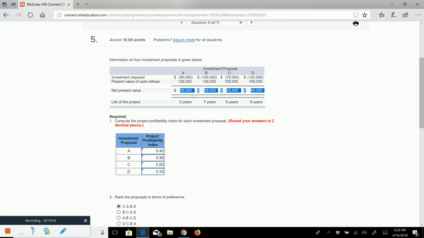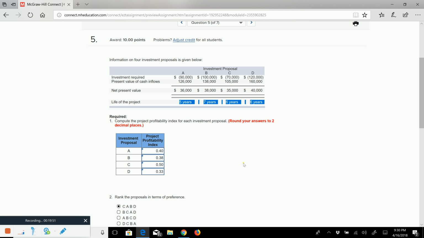All right, looking at the net present values, which one's the highest? Well, it looks like this one, D. So everything else being equal, that's the proposal that you would accept first, proposal D. But it doesn't always work that way. We can see each investment has a different lifespan. Investment A has a 5-year life, B 7, C 6, as well as D 6.